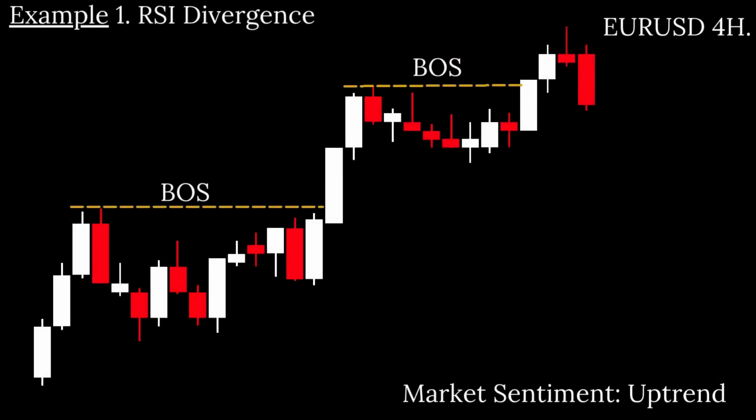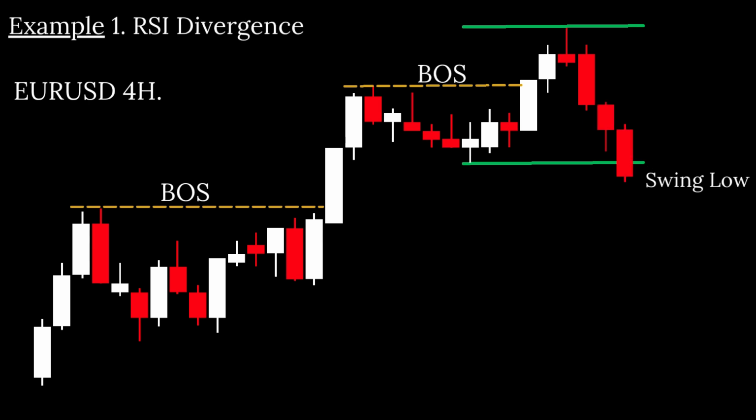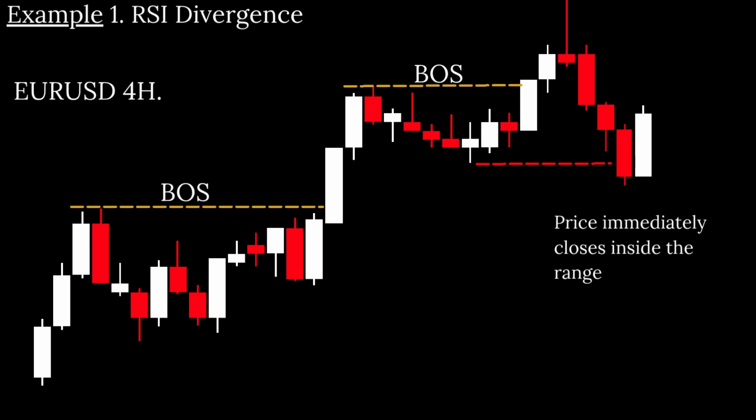Take EURUSD on the 4-hour chart as an example. The market is trending bullish. We begin by identifying and marking out the most recent swing high and swing low as our range of interest. Now, observe price action. Price breaks below the swing low, closes below it, and then forms a bullish engulfing candle that closes back inside the range.